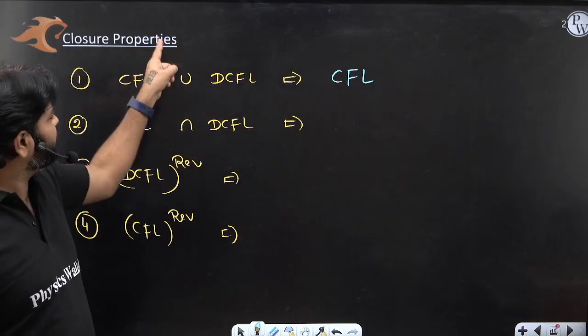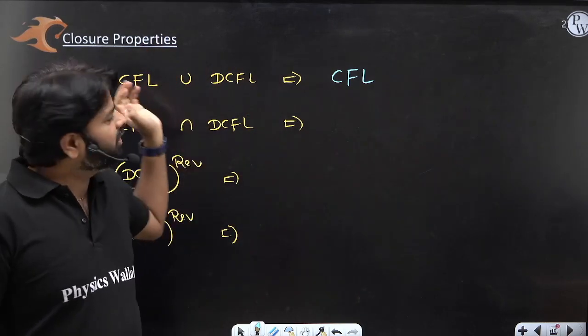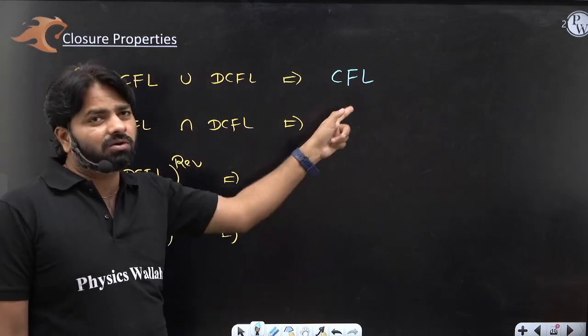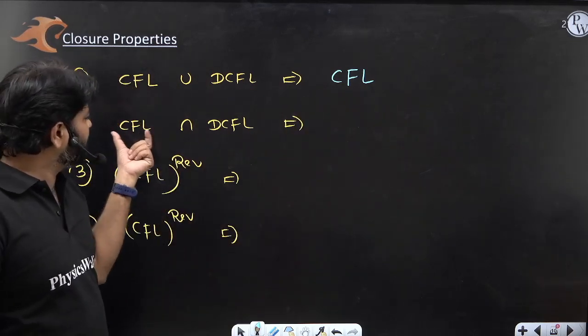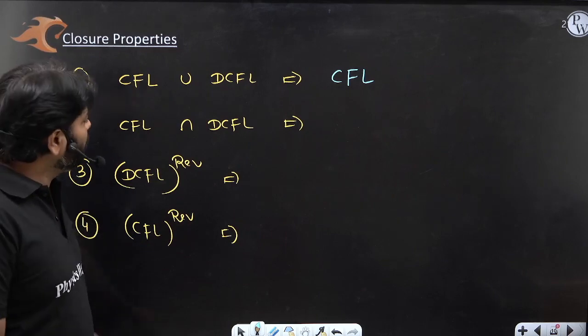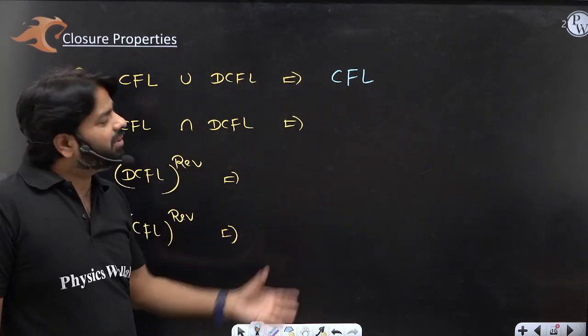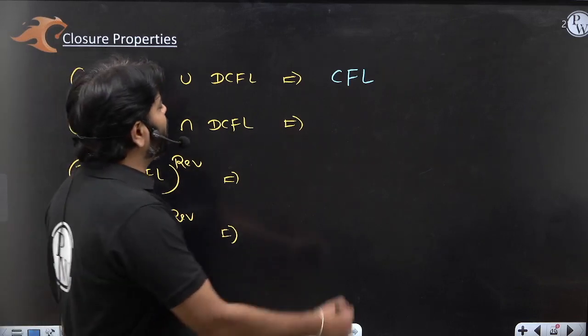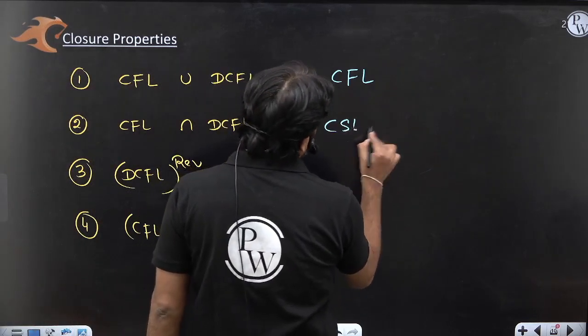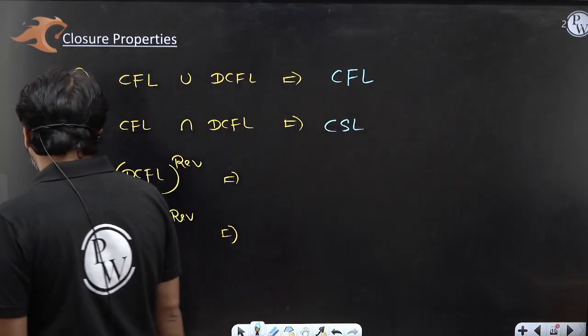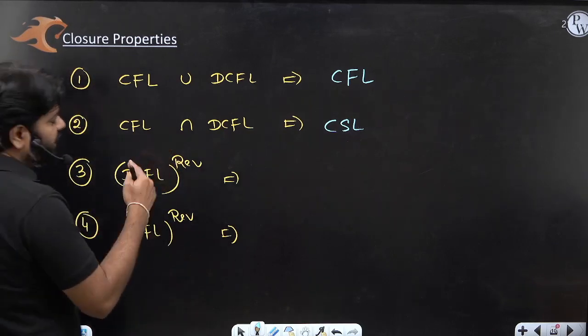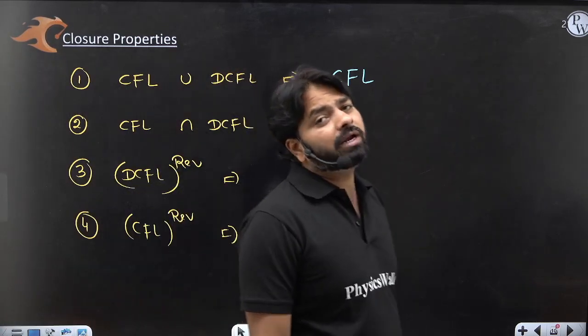You can write a context free grammar; union of two context free grammars, you can get another context free grammar. Now CFL intersection DCFL. Even though you assume this is a CFL, CFL intersection CFL, no guarantee of CFL. So this one is a context sensitive language. Reversal of a DCFL may or may not be DCFL.